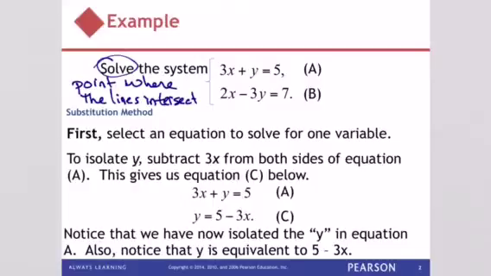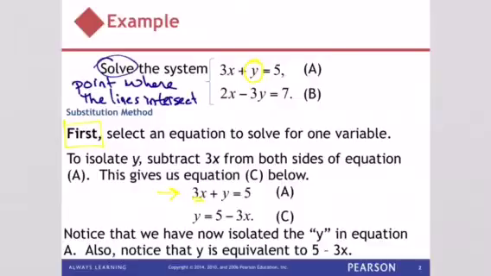So the first thing we do is select an equation to solve for one of the variables. There's oftentimes a better equation than the other to do this with. If you look at the two equations up here, A and B, which one makes more sense to isolate? Well, this y right here doesn't have a coefficient. It doesn't have a number next to it. So it makes sense to isolate in equation A. And when we do that, we subtract. So here's equation A right here, and we're going to subtract the 3x from each side.